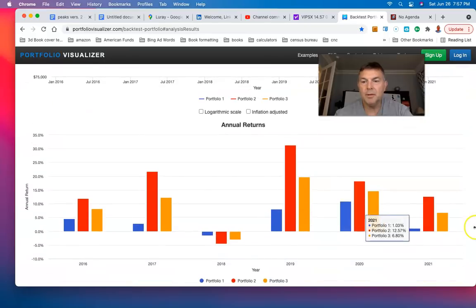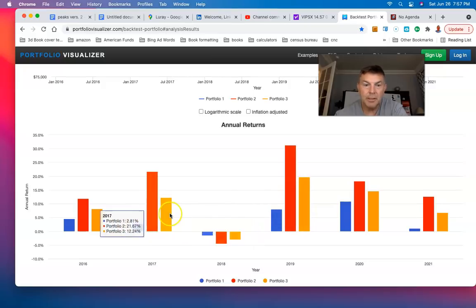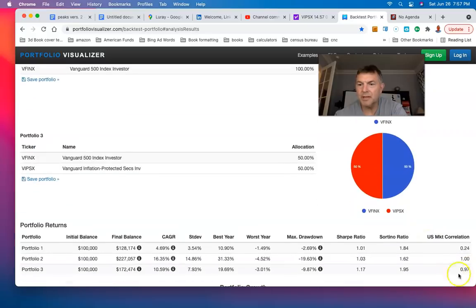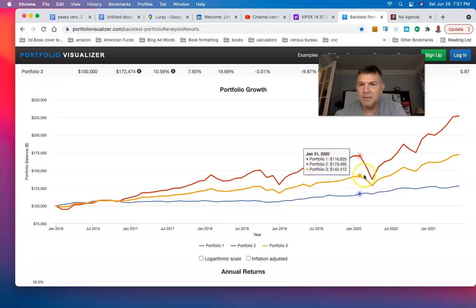That's pretty good. So you were making 6.8 in 2021, 14.57 in 2020, 19% in 2019. You're down 3, up 12, up 8. That's not so bad, man. Now that's weird. The market correlation 97%, yet we don't have that. It's not the same correlation there.